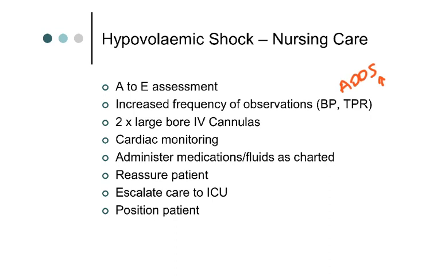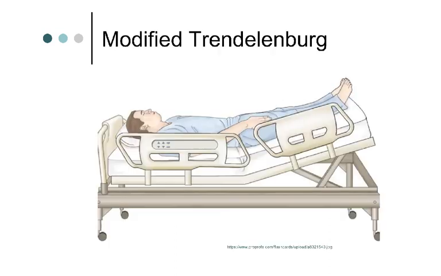We can also position our patient as well to try and increase the blood flow to the vital organs. And the recommended position when it comes to hypovolemic shock is the modified Trendelenburg. Okay, and this is where we'd raise the legs of the bed up. So as you can see, gravity will just help push fluid towards the heart and the brain. And always make sure that your patient is comfortable in this position.